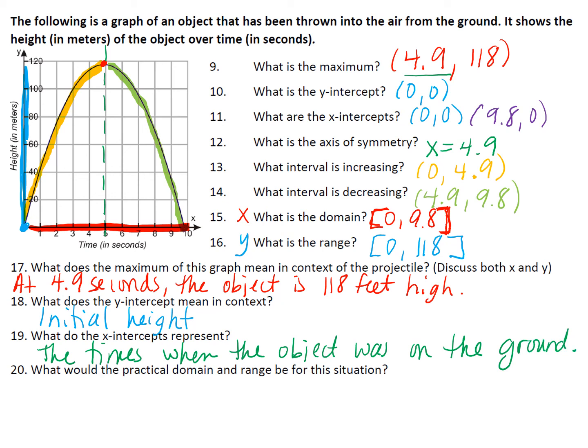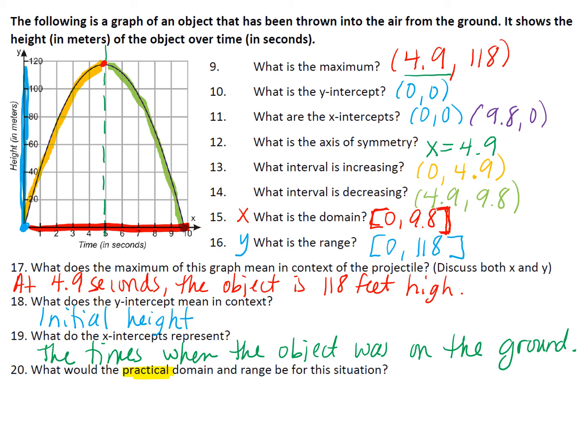And so again, the reason there are 2 of those is because the object was launched from the ground, it goes up in the air, and then it comes back down and hits the ground. And then number 20 is a little weird. It talks about the practical domain and range for this situation. And that keyword here is practical. And we listed the practical domain and range.